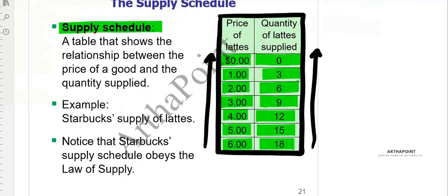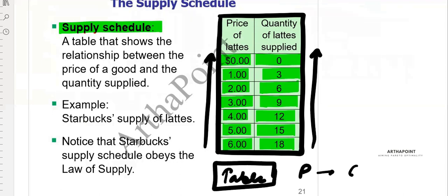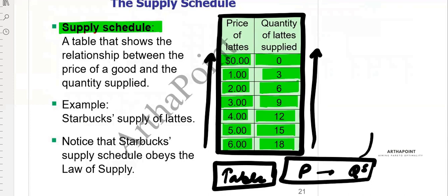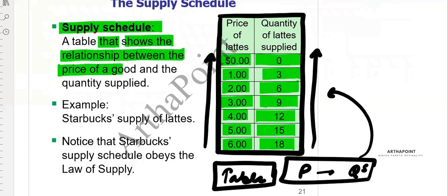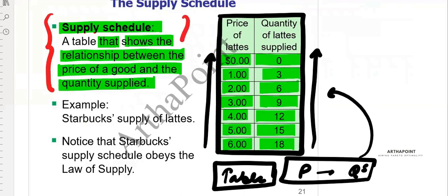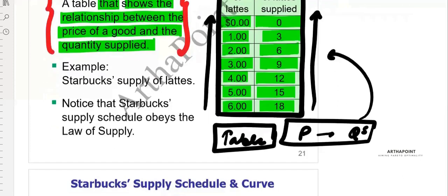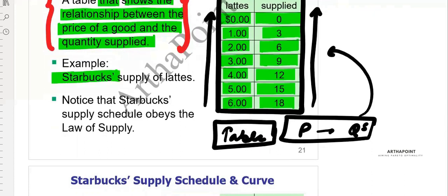When we show this information in the form of a table, at what price what quantity is supplied, this is known as a supply schedule. So a table that shows the relationship between price of a good and the quantity supplied. For example, when we think from the side of Starbucks, how much would they be willing to supply at different prices? That becomes the quantity supplied.